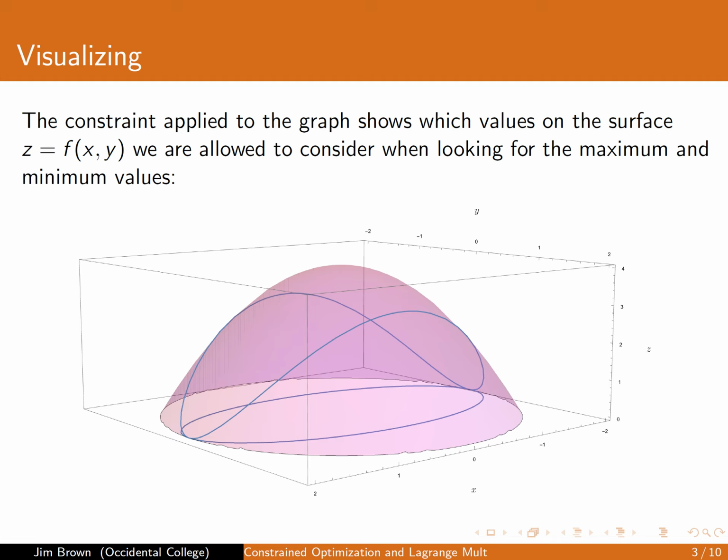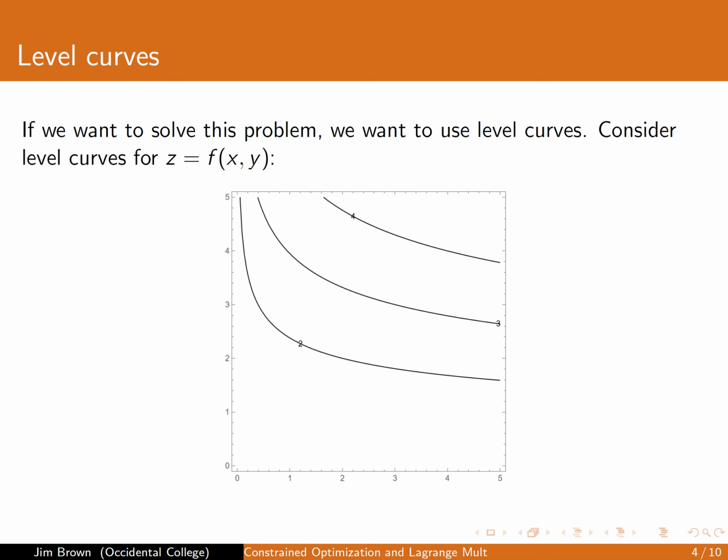So we're only looking at what are the biggest and smallest values as we trace along this curve on the surface. So it's a totally different problem than just finding the absolute maximums and the absolute minimums, or even the local maximums and local minimums, because we have to only look at the values that are on this curve, so the ones that satisfy this constraint. So one way we can approach this problem is to look at level curves. So suppose we have some level curves here. So for our z is equal to f of x y, these are the level curves where z is equal to 2, 3, and 4.